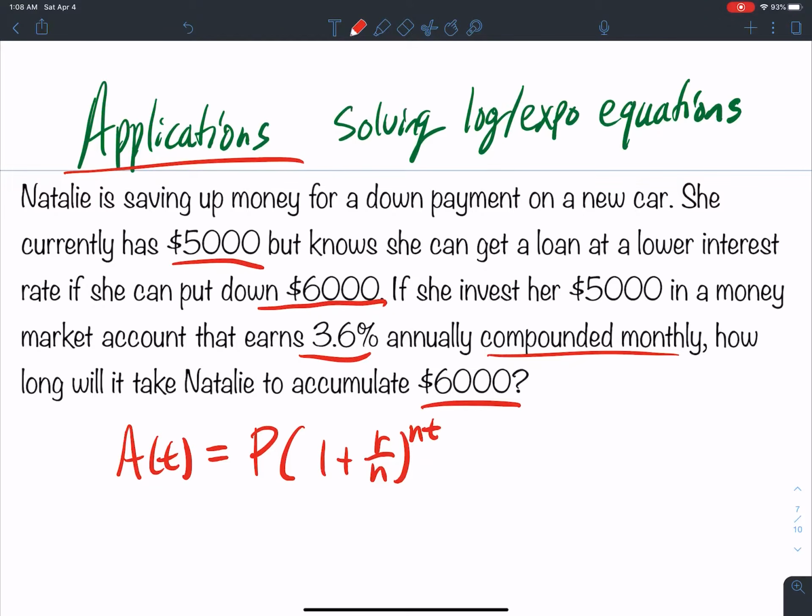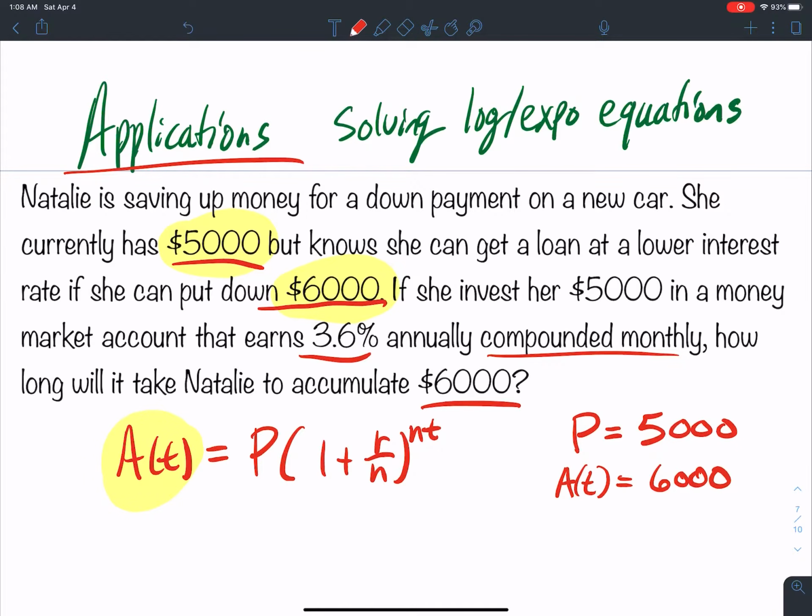So we need to know what P is. P is the original, that's the principal amount. How much does she have right now? She's got $5,000. All right, what's the next number I see? $6,000. That's how much she wants to have in the future to put it down. This is the future value. So A(t) is $6,000.